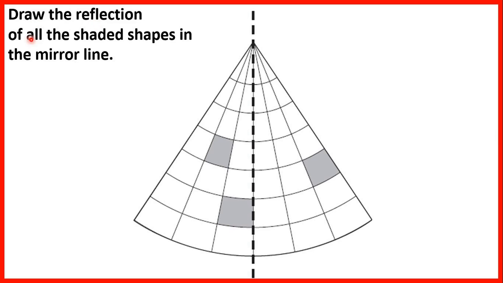Draw the reflection of all the shaded shapes in the mirror line. So this shape here is 1 to the left, so we can shade 1 to the right. This shape here is 3 to the right, so we can shade 3 to the left. And then this shape here is 2 to the left, so we can shade 2 to the right. So that way we have the same reflected on both sides of the mirror line.